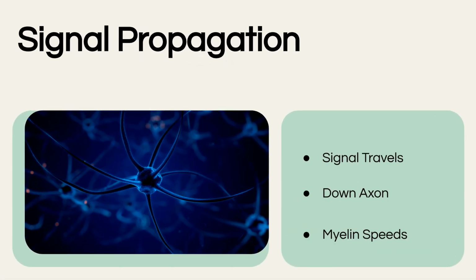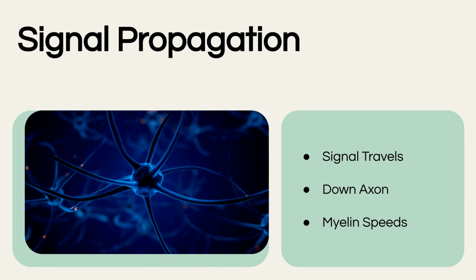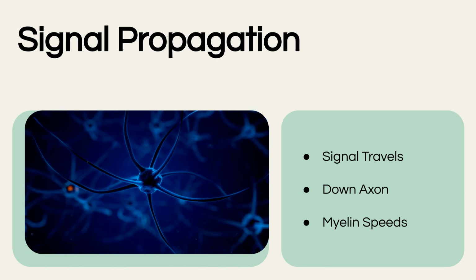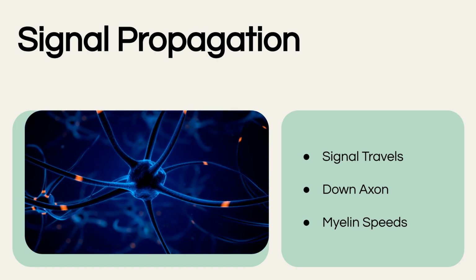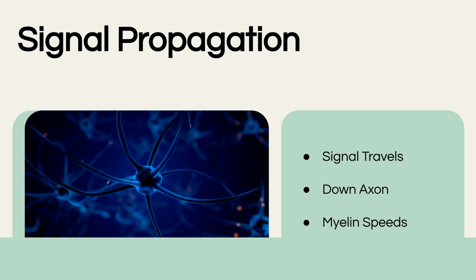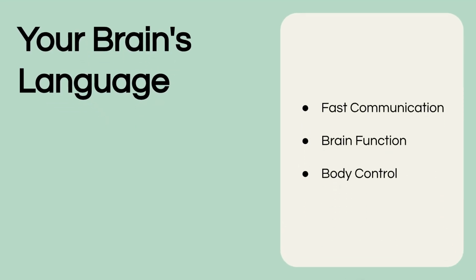Once generated, the action potential doesn't stay in one place. It propagates, or travels, down the axon of the neuron like a wave. Myelin sheath, a fatty insulation, helps speed up this process. The action potential is the fundamental electrical signal that allows our brains to process information, coordinate movements, and experience the world around us. It's truly the language of the brain.